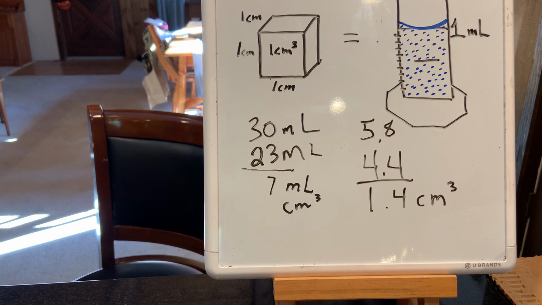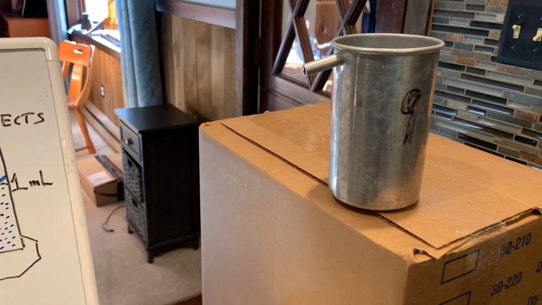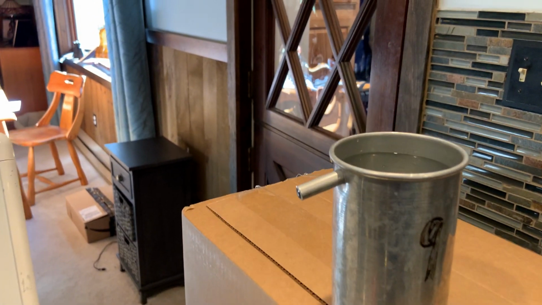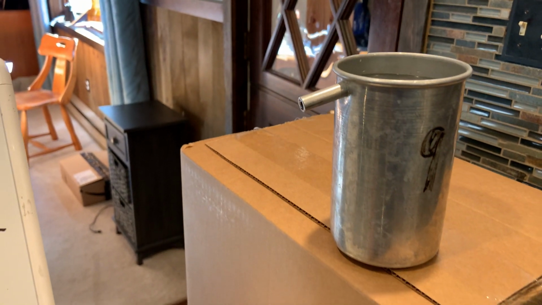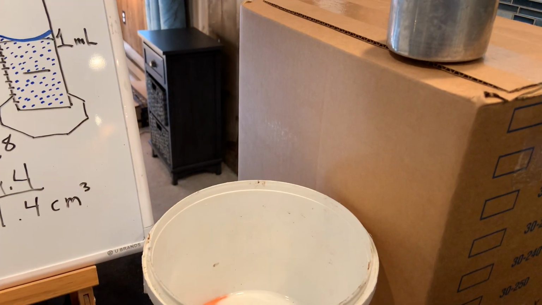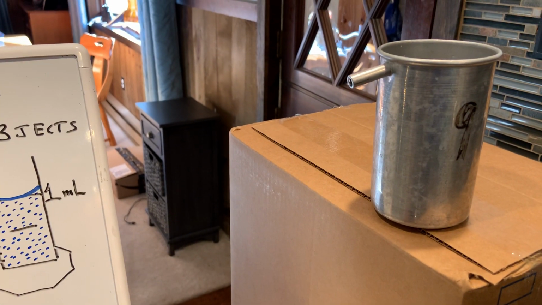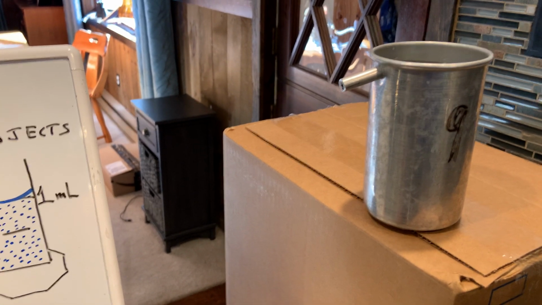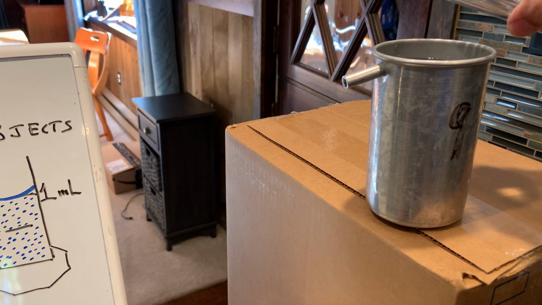Now, the last way that we can take the volume of something using this process of displacement would be something called an overflow can. So an overflow can looks like this, and I've already filled it up with water right to the top. And I have a bucket down below me to catch water. You guys will do this over the sink. All right, so the first thing you do is make sure that the overflow can is filled up to the top and it's drained.